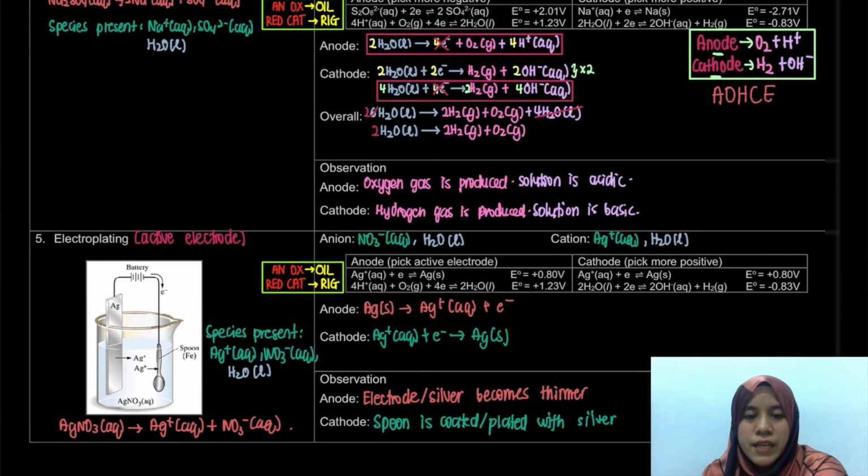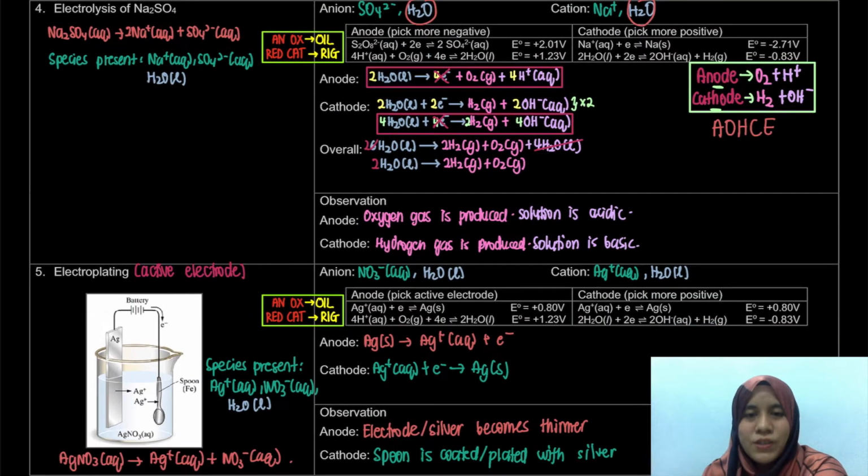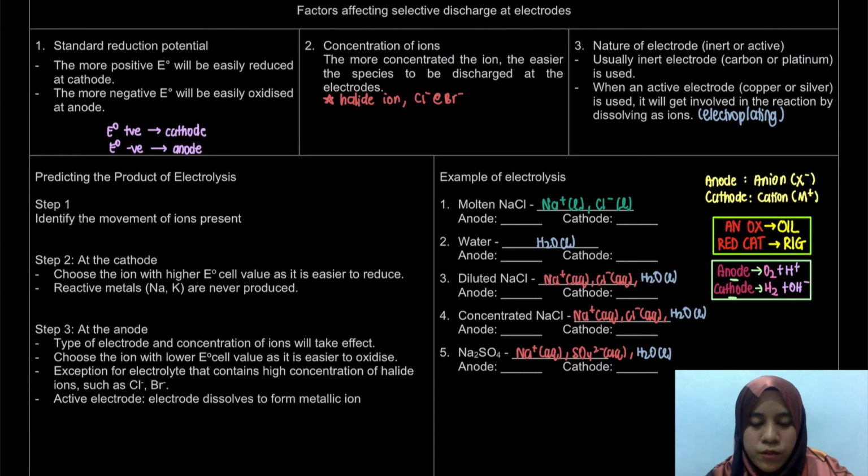Okay, so that is the last one for the electrolysis. So we have looked at all the cases of electrolysis. So back to your notes on page 14 itself. Here are the factors affecting selective discharge. Here, predicting the product of electrolysis, which we have done all of it in the equations. So here is the summary, because in our syllabus we only have to learn these 5 things. But for the equations we learn 6, because we have our electroplating.